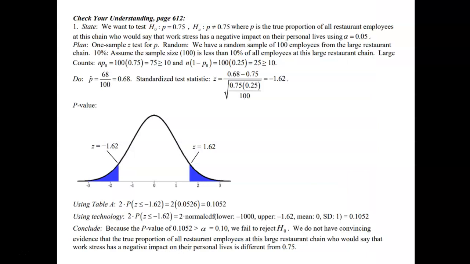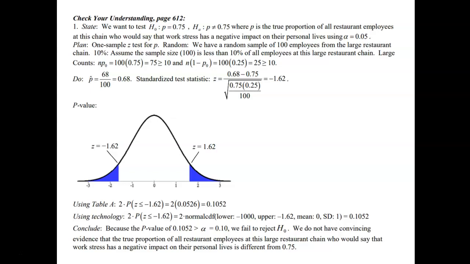And then the large counts condition that we would have, more than or equal to 10 successes and failures. So according to our data calculations, and we're going to show it on the paper, we're going to have 75 when you do n times p, and then n times 1 minus p is 25, both of which are greater than 10. So there's the three conditions met.